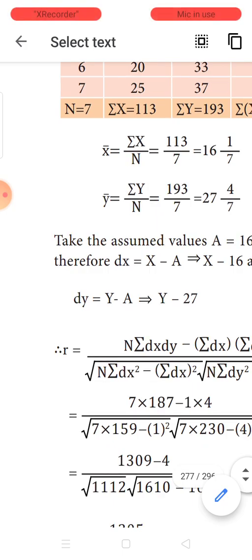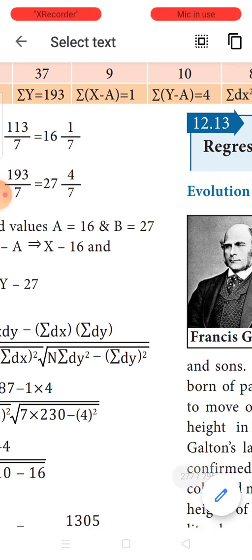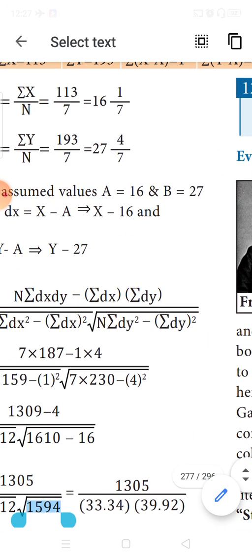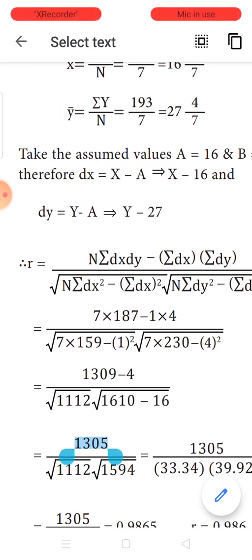Sigma dx is nothing but sigma x minus a. Sigma dy is nothing but sigma y minus a. Now only you found out 1 into 4. Write it in the numerator. The whole thing divided by root of. The n value is 7. 7 into sigma dx square.